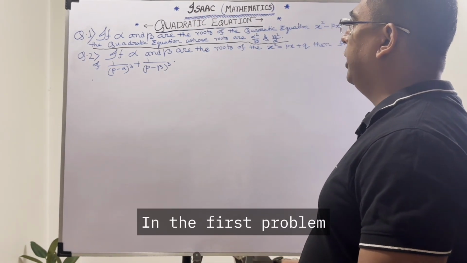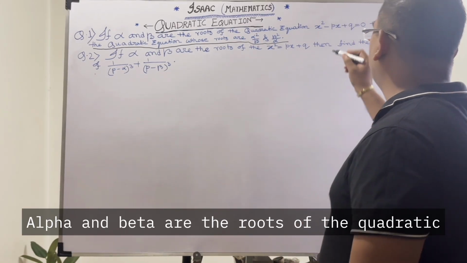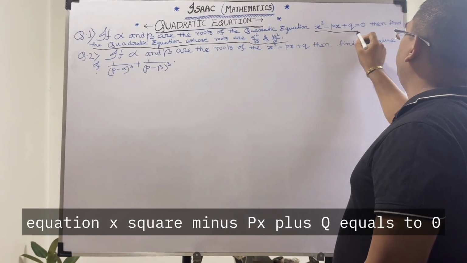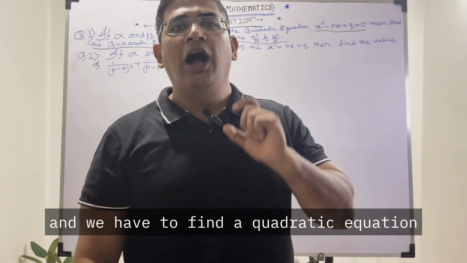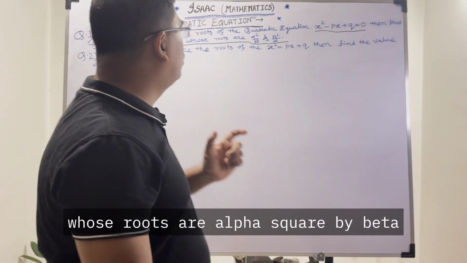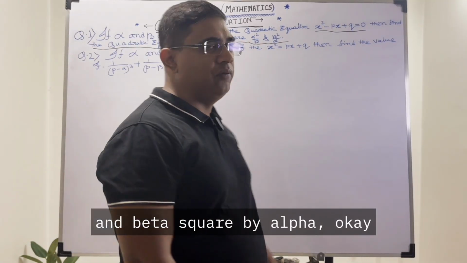In the first problem, alpha and beta are the roots of the quadratic equation x square minus px plus q equals to 0, and we have to find a quadratic equation whose roots are alpha square by beta and beta square by alpha.